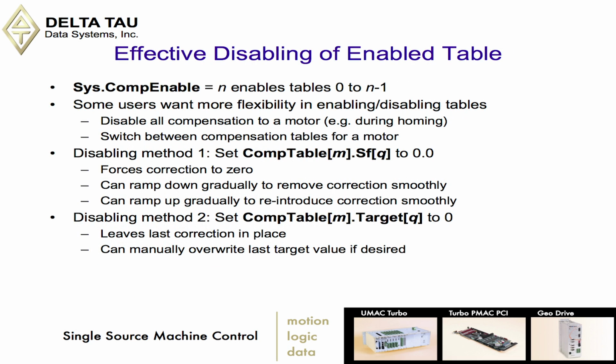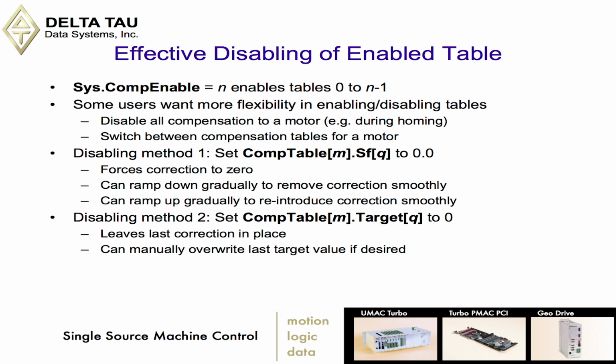So you can effectively enable and disable tables. There's Sys.CompEnable[n], which will enable tables in order of the table numbers from 0 to n minus 1. But there's a little bit more flexibility now in enabling and disabling a table.